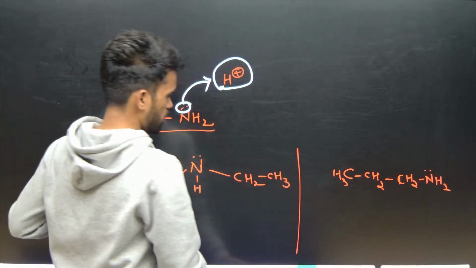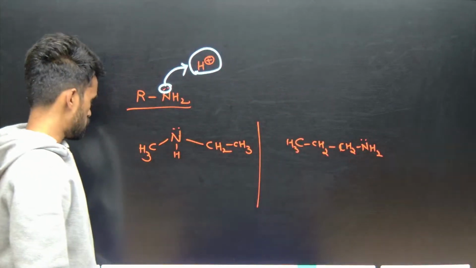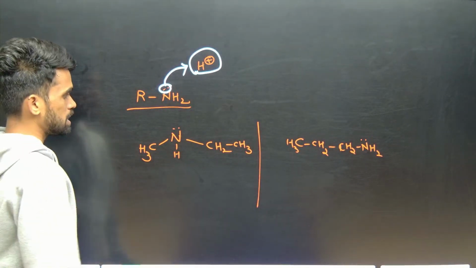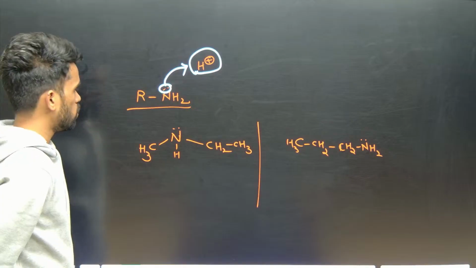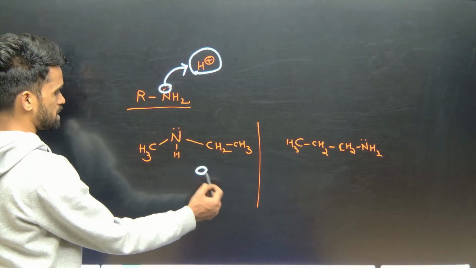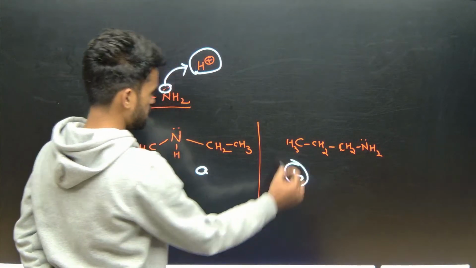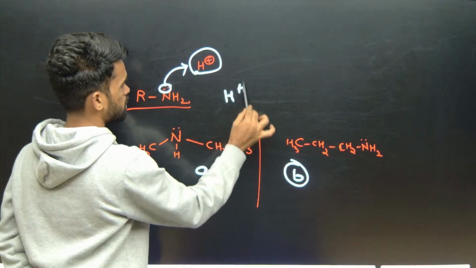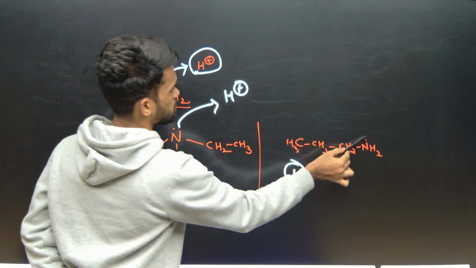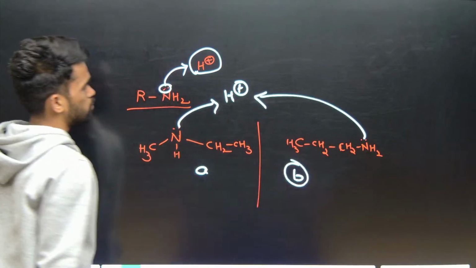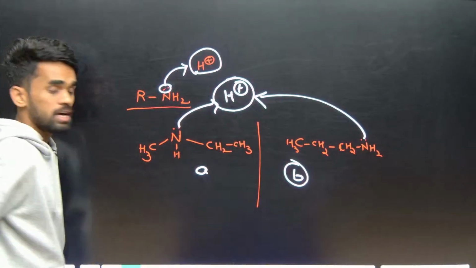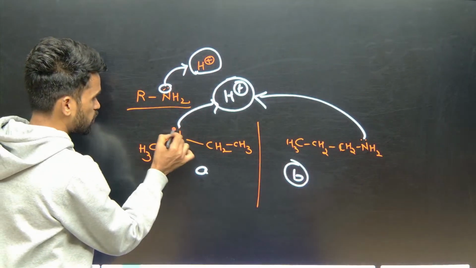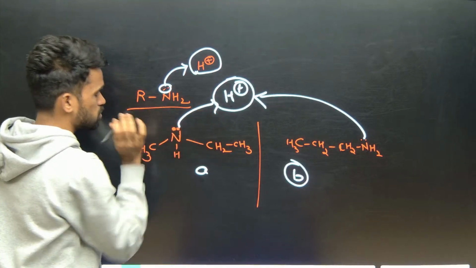Both of them have the same number of carbons, nitrogens, hydrogens, everything. I can say those are isomers. But out of these two, which is more basic? What I told you is that basic nature means the tendency to accept the H plus ion. Which of these amines has more tendency to accept this H plus ion? A simple way to understand is, if these electrons are freely available to accept, then that is more basic.